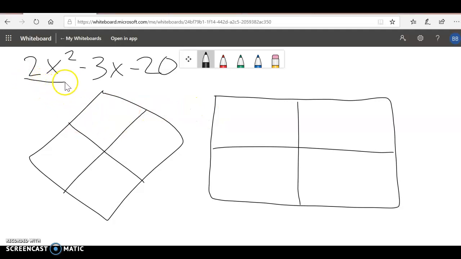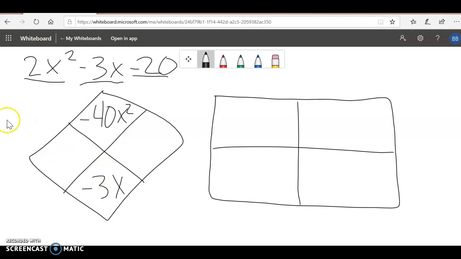You're going to take a times c, so 2x squared times negative 20, that's negative 40x squared. And then on the bottom of your diamond, you're going to put wherever b is, whatever that x term is. Remember, your x squared is always your a term, your number is always your c term, and your x is always your b term. So you're going to do a times c, put on the top, and put b on the bottom.